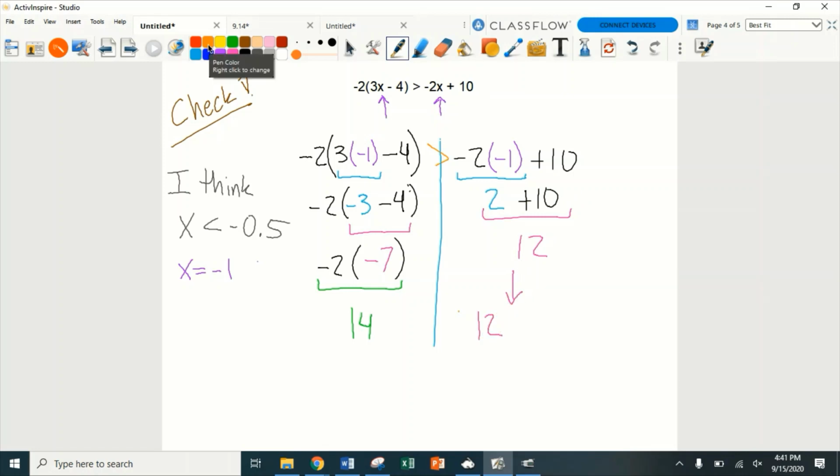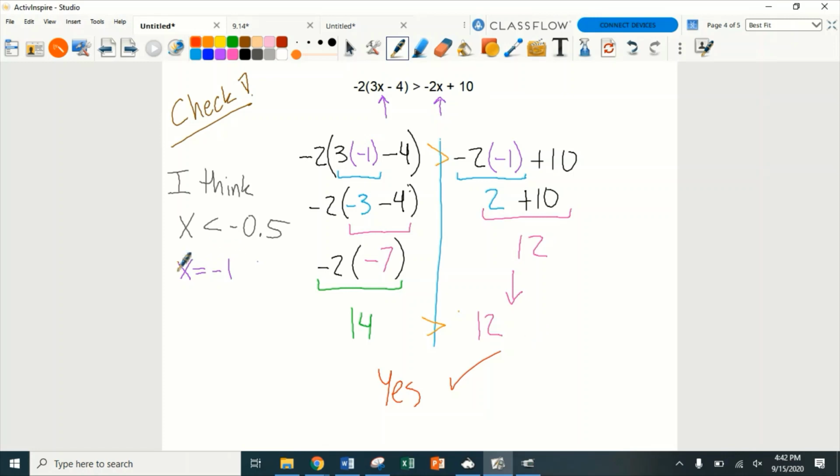And I remember that I'm checking to see if 14 is greater than 12. So this really reads like a question. This says, is 14 greater than 12? And it is, yes. 14 is bigger than 12. So we know that our answer is correct. But here is where we have to be super careful.